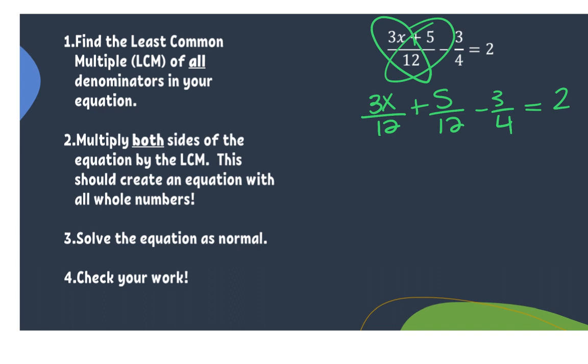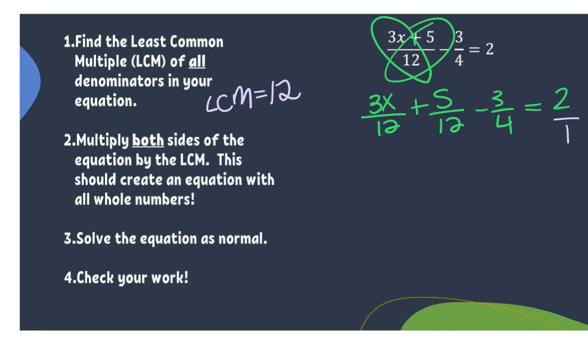So getting back to our steps that we used to clear the fractions, we're going to follow step number 1, finding the least common multiple of all the denominators in our equation. Pause the video, find your LCM, and when you have it, press play to check your answer. With our denominators of 12, 12, 4, and hopefully you caught that invisible 1, our LCM is going to be 12. Now we're going to multiply both sides of the equation by our LCM.